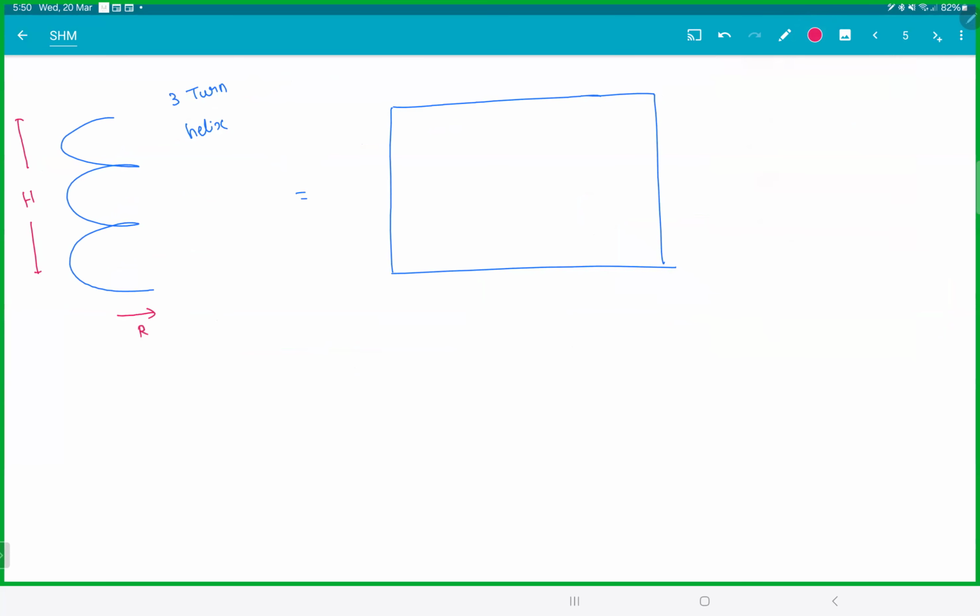And this is r. That means for every 1 turn, you go a height of h by 3, and this distance will be 2 pi r. Then again, you go a height of h by 3, and this will be another 2 pi r. Again, you go a height of h by 3 and it will be another 2 pi r. Are you getting how it is? For every 2 pi r, you're coming down by h by 3. That means this total length is 6 pi r, and this total height is h.